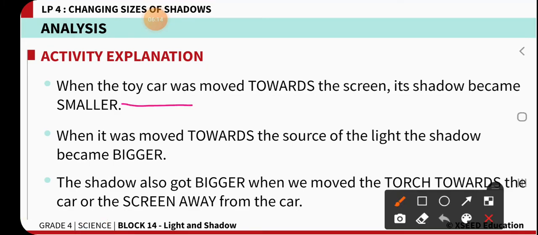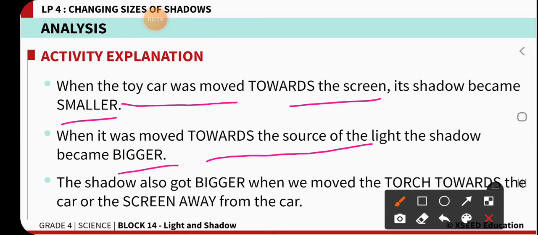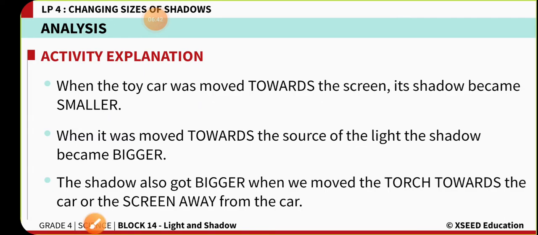When the toy car was moved towards the screen, the shadow becomes smaller. When the toy car is moving towards the light, the shadow becomes bigger. That means a shadow is bigger when the torch, the light source, and the toy car are very close to each other.